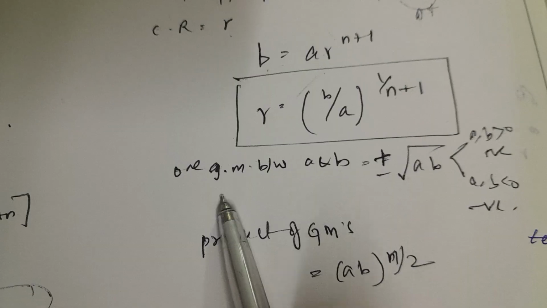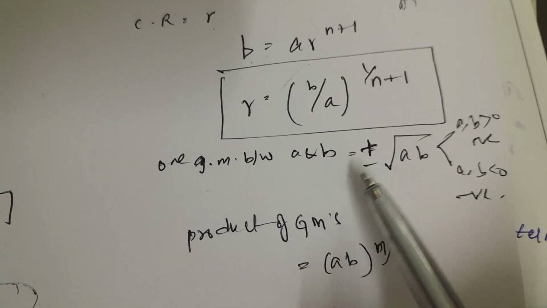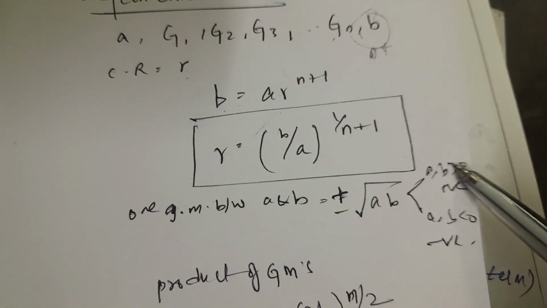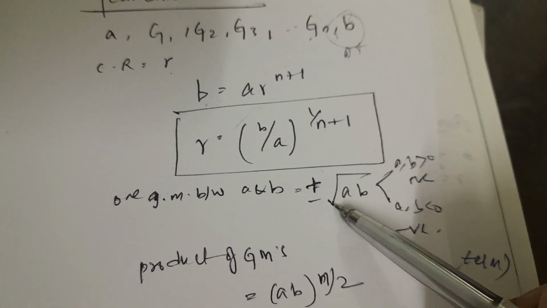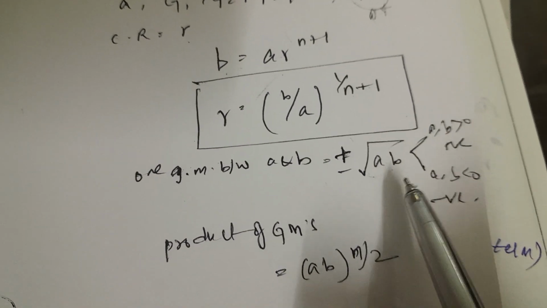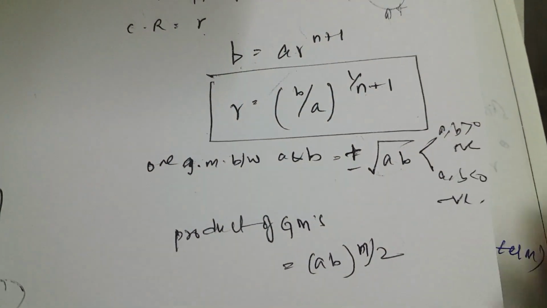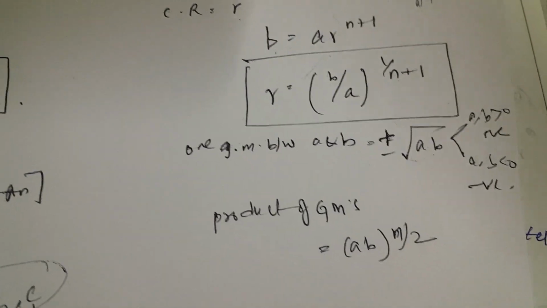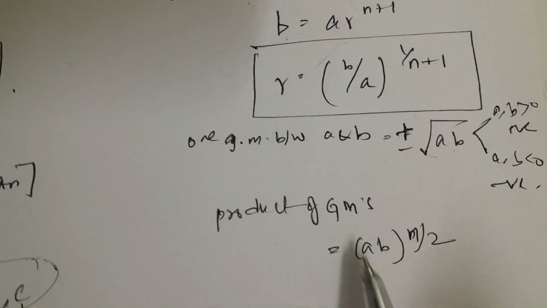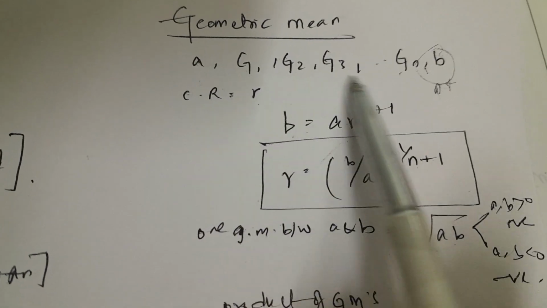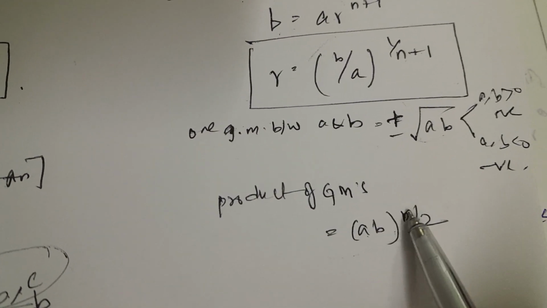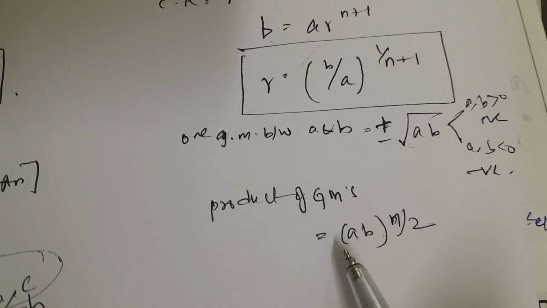And let's say you only want one geometric mean between a and b, and you can do square root of ab. If a and b are both positive, then you take the positive sign for the square root of ab, and if a and b are both negative, then you take minus square root of ab, obviously, because the geometric mean would be negative as well. Let's say you want the product of all the geometric means between a and b. Then you multiply a and b and take them to the power of n divided by 2. That's (ab) to the n by 2.